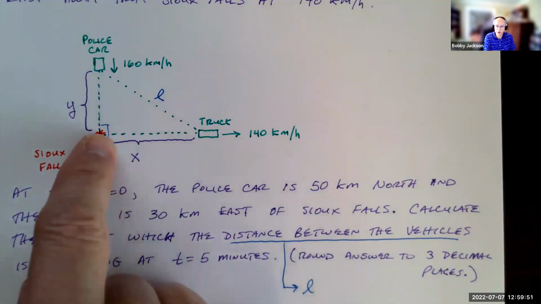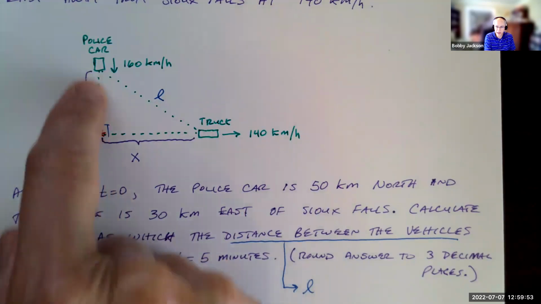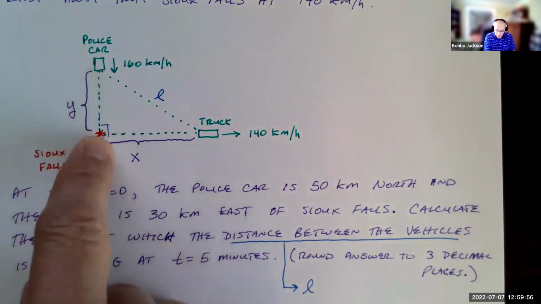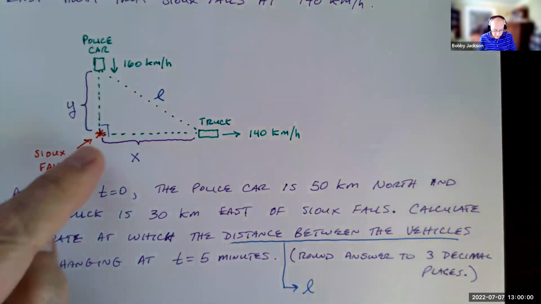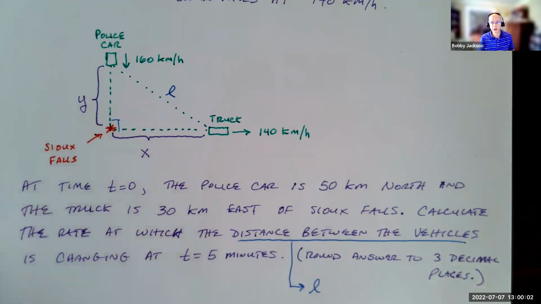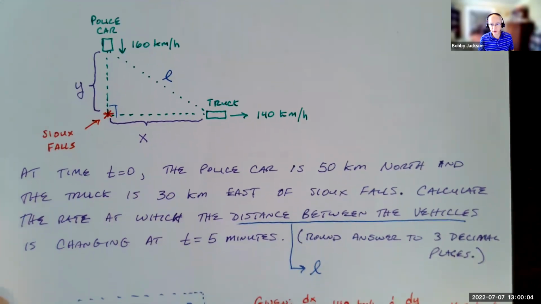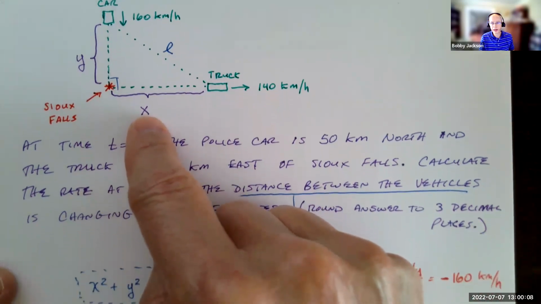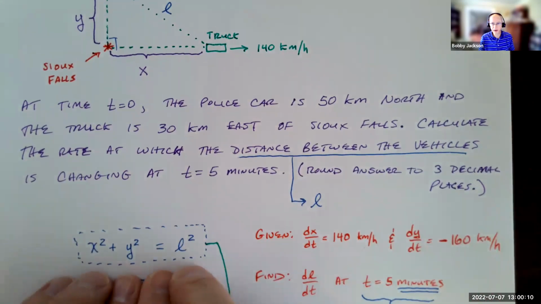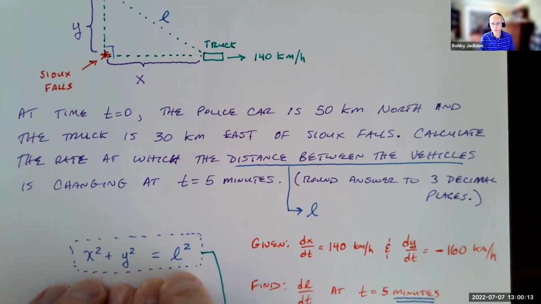You'll see I put a right angle in here. This would have to be a right angle if this direction is due south and this direction is due east. They're at 90 degrees from each other. And we again have a right triangle. And so the relationship between the variables x, y, and L is given down here by the Pythagorean theorem.